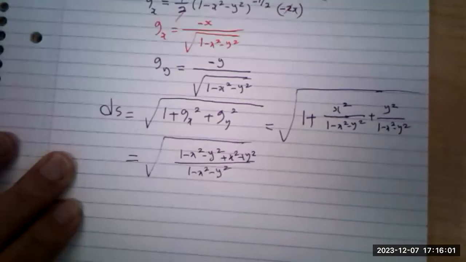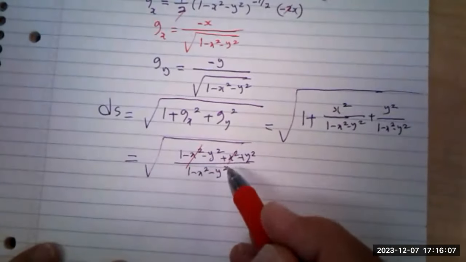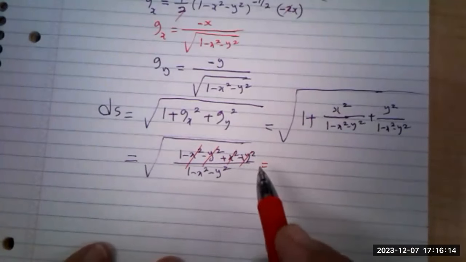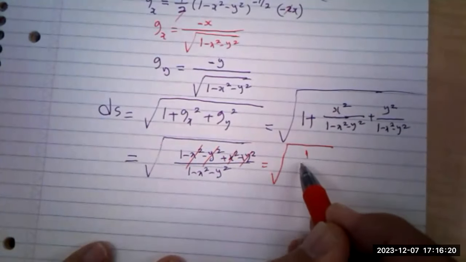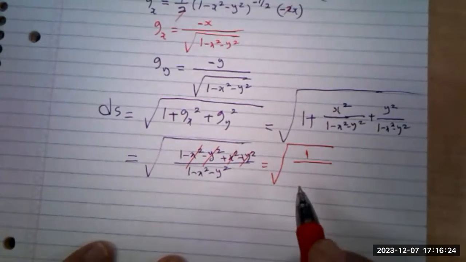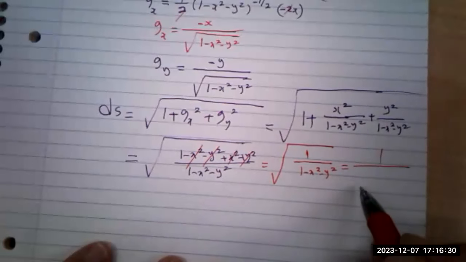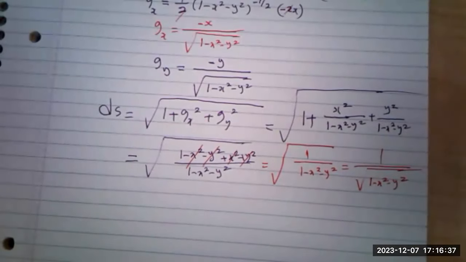So this is going to be the case that we're going to have. Now simplify the top. These two would cancel out. The top is going to be just 1. So that is going to be 1, and this is going to be 1 minus x squared minus y squared. If you take the square root, the top is going to be 1. The bottom one would be the square root of 1 minus x squared minus y squared. So that gives you your ds. That would be the ds.